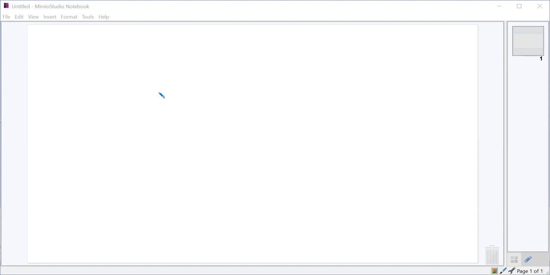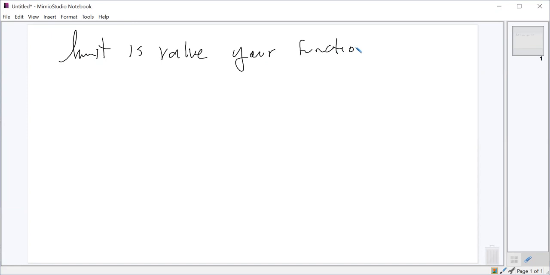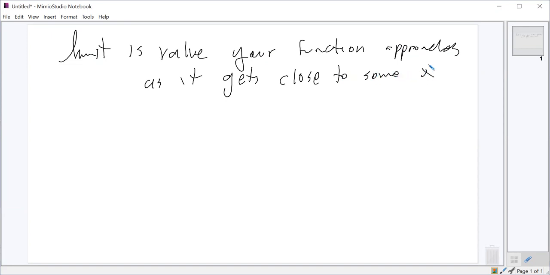A limit is just the value your function approaches as it gets close to some x. Okay, that's all a limit is. We want to be able to get as close to that limit as we want by getting as close to that x as we want. And finding a limit should be exceptionally easy a lot of the time.